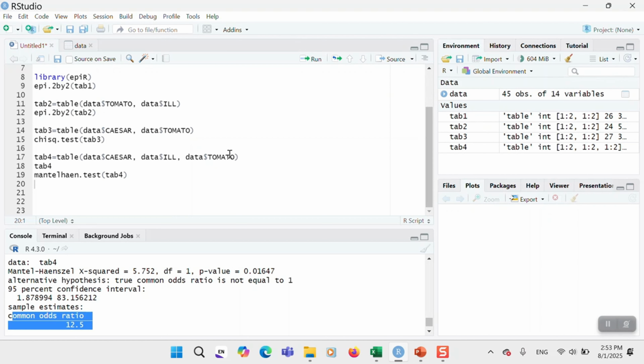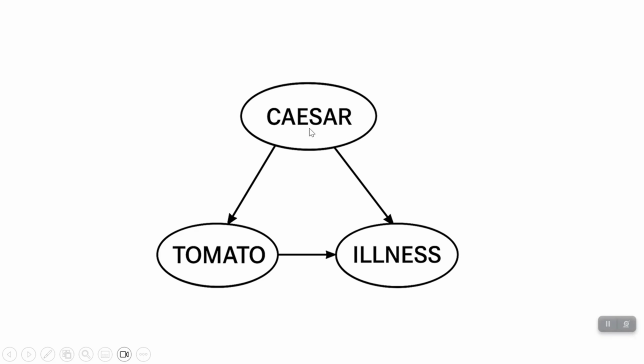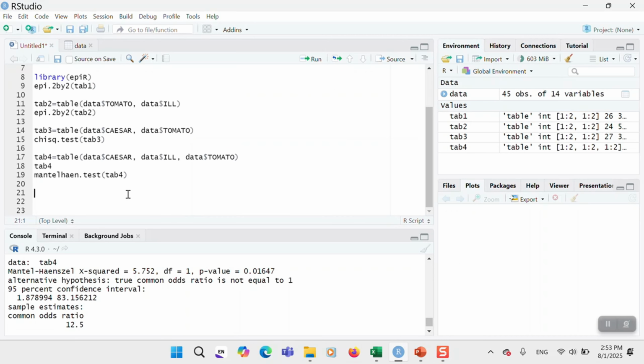It seems like Caesar salad can be a confounder in the relationship between tomato and illness, because Caesar salad was associated with illness. We calculated that. And Caesar salad was associated with the tomato that we calculated using the chi-square. And obviously, Caesar salad is not caused by tomato salad, right? So in order to investigate that, we have to again stratify the relationship between tomato and illness by Caesar, right?